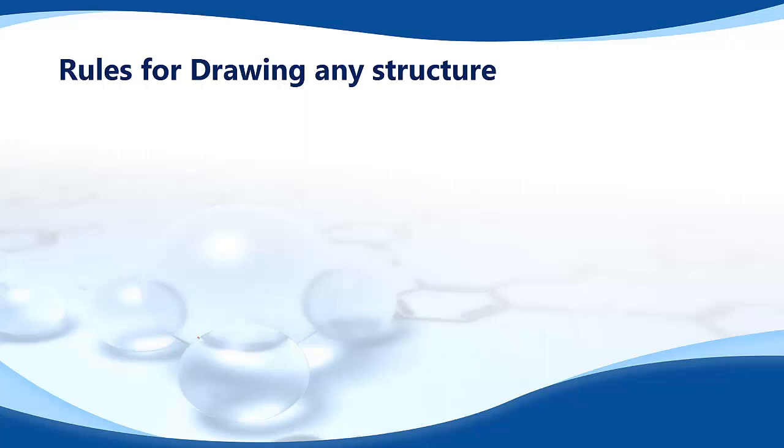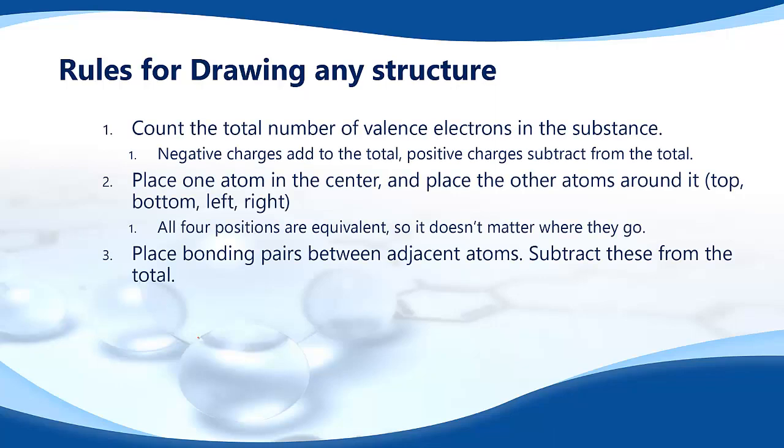Right, so rules for drawing any structure. First thing you want to do is add up the total number of valence electrons the substance has. So for example, if I'm doing CO2, that is going to be 4 for carbon, plus 6 for oxygen, plus 6 for oxygen because there are 2 of them, and that will give me 16 electrons I have to draw in.